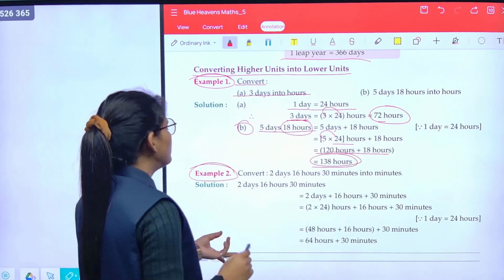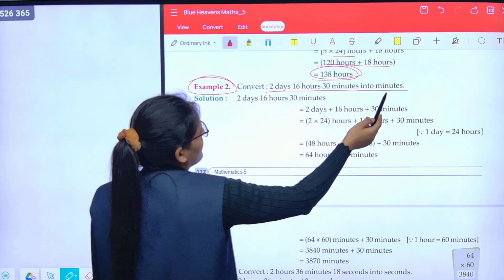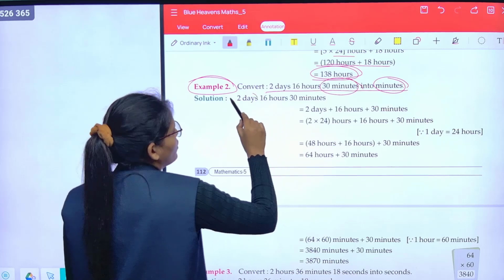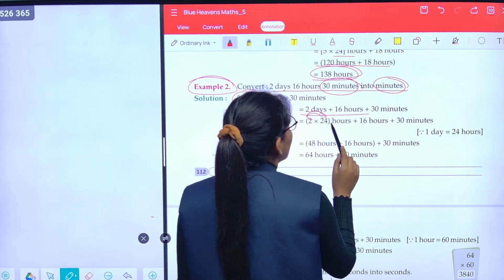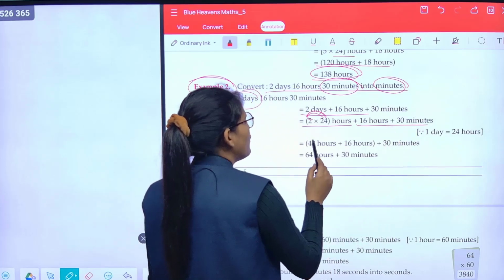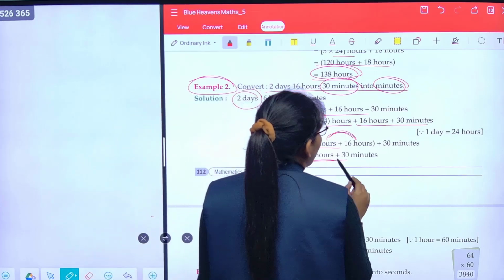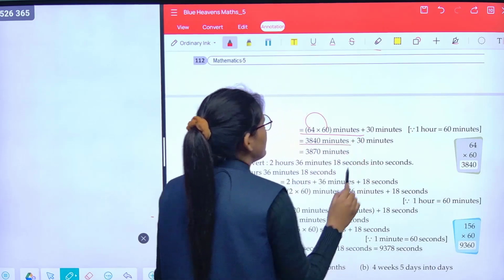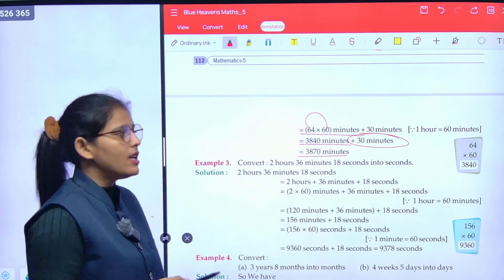Now example number 2, convert 2 days 16 hours 30 minutes into minutes. अब क्लास, मेरे पास मिनट्स को हमें चेंज करना, तो मैं मिनट्स को जैसे हैं वैसे ही रहने दूंगी. Now 2 days plus 16 hours, so पहले हम उसको आवर्स में चेंज करेंगे, so it is 2 multiplied by 24 plus 16 hours plus 30 minutes. Now 48 hours. अब क्लास ये दोनों क्या हो गए, आवर्स आवर्स. Now 64 hours plus 30 minutes. Now 64 into 60, so 3840 minutes, then 30 plus 30, it is 3870 minutes.